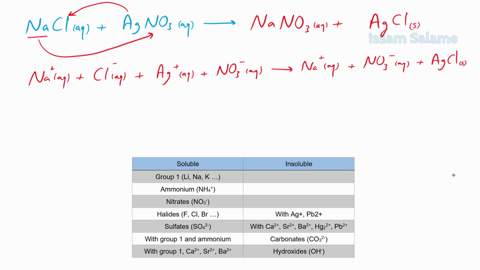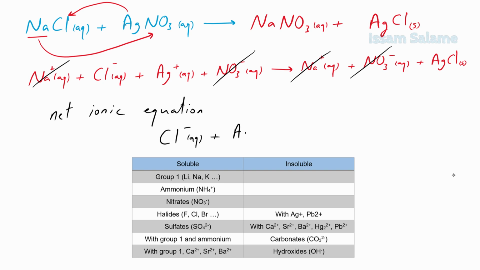Then we cancel the common ions between the reactants and the products, sodium and nitrate, and the net ionic equation is going to be chloride ions with silver ions to give silver chloride in solid state.